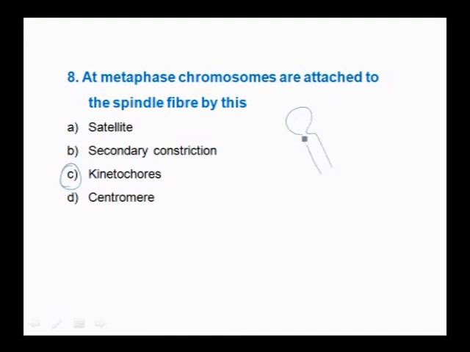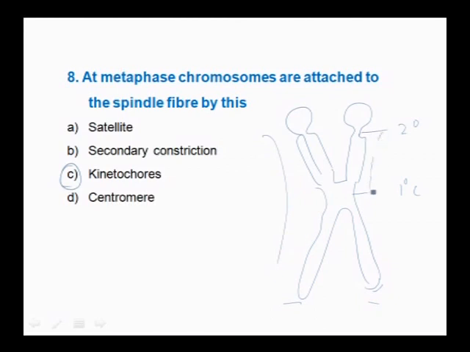The chromosomes can be understood as the X-shaped structures that are formed or visible very clearly during the metaphase stage. Now this is a chromosome having primary constriction and secondary constriction. Primary constriction is very important, and it has a special sequence of DNA which will hold the two sister chromatids. These are the two sister chromatids. So the sister chromatids are held together at the primary constriction.